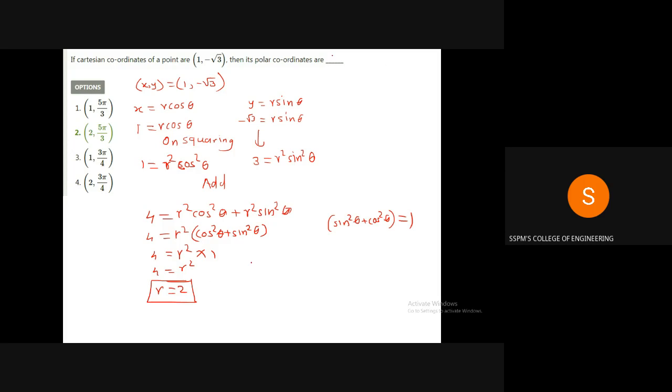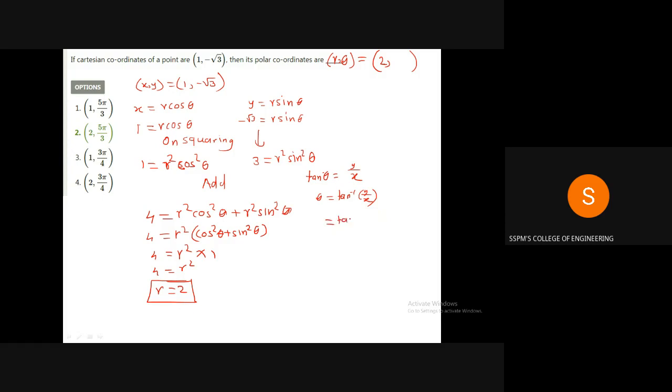So we have to find the polar coordinate, so it is r comma theta. We have the value of r now, it is 2. Now we have to find the value of theta. How can we find the value of theta? We will use the formula that we used in the previous example. Tan theta is equal to y by x, that is theta is equal to tan inverse y by x.